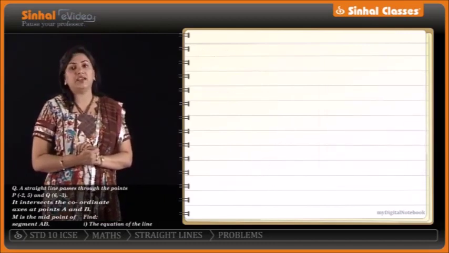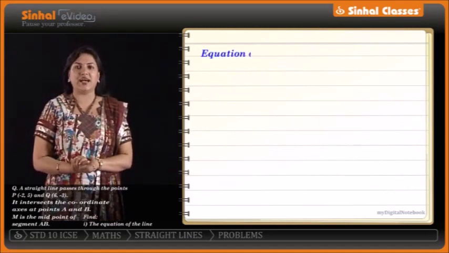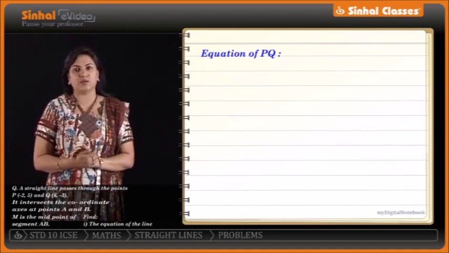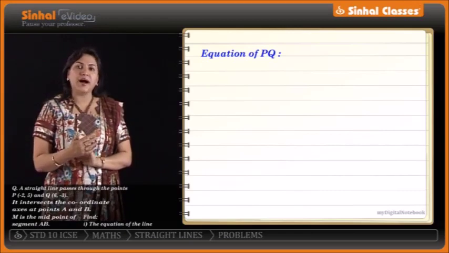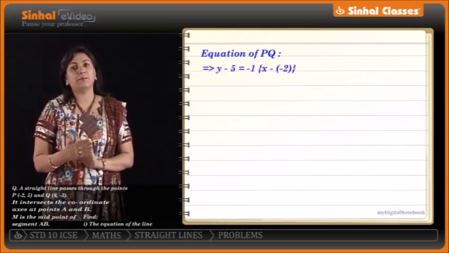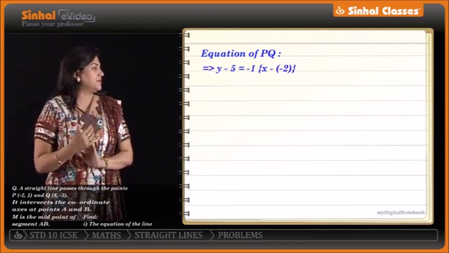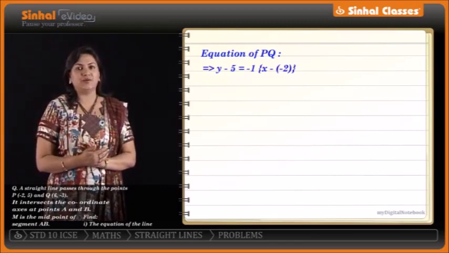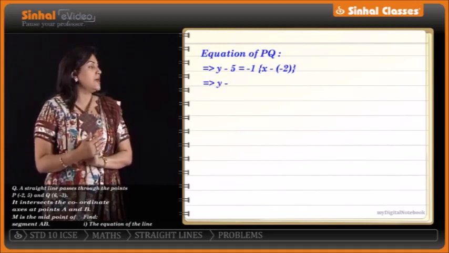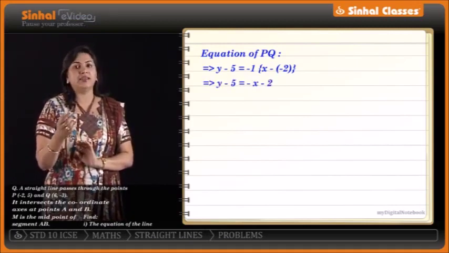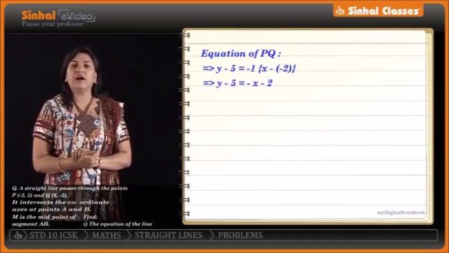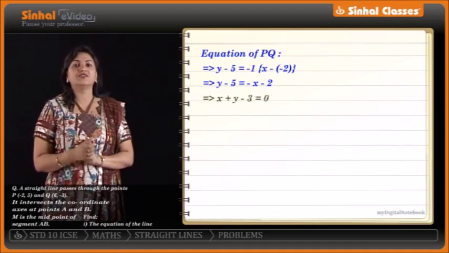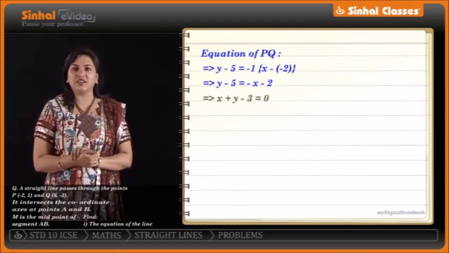Now the equation of PQ in point slope form is given as y minus y1 is equal to m into (x minus x1). We get y minus 5 is equal to -1 into (x minus (-2)). Simplify, y minus 5 is equal to, we'll open the brackets also, -x minus 2. That can be rearranged to get x plus y minus 3 equal to 0. So this is the required equation of the line.